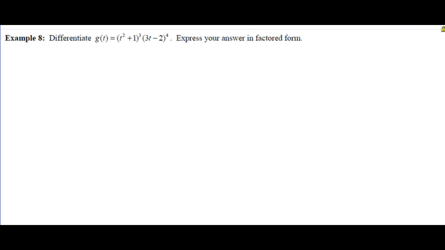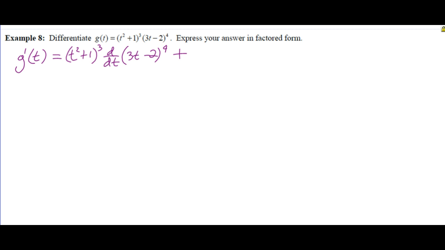But to do the derivative of that whole thing, we're using the product rule. Okay, so let's do it. So g prime of t is equal to, okay, so product rule says take the first function, which is (t squared plus 1) cubed, and multiply it by the derivative, and it will be with respect to t, right? d by dt of (3t minus 2) to the 4th.